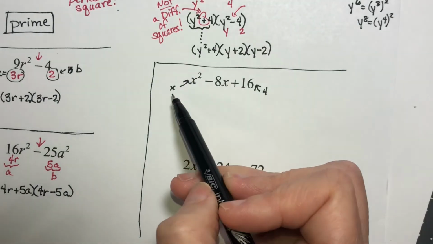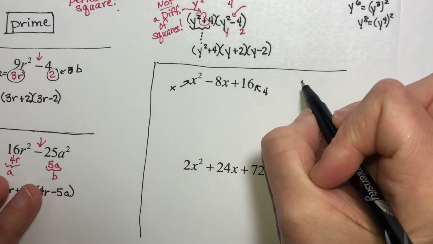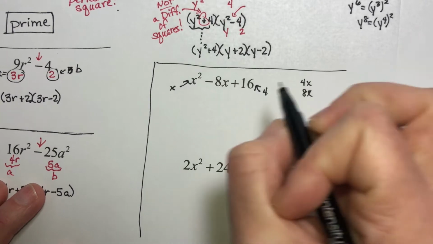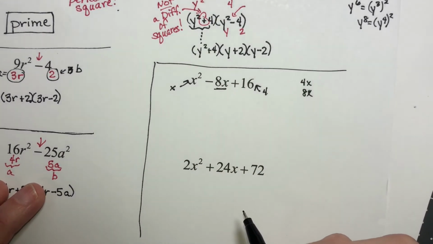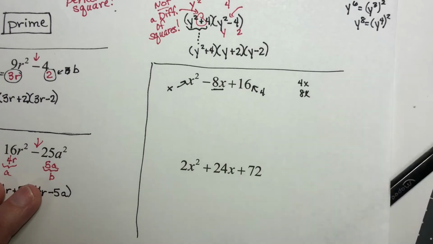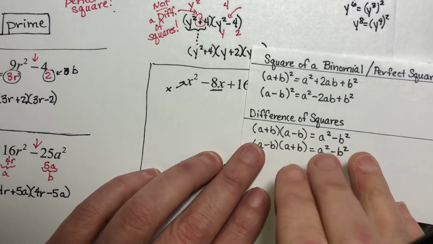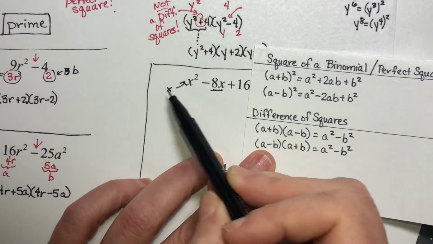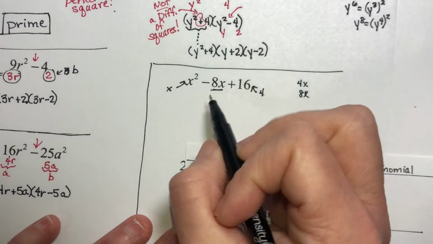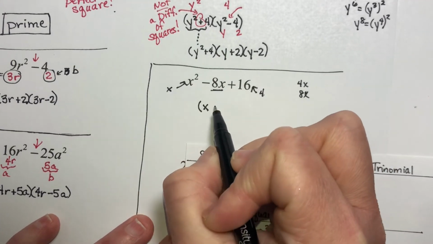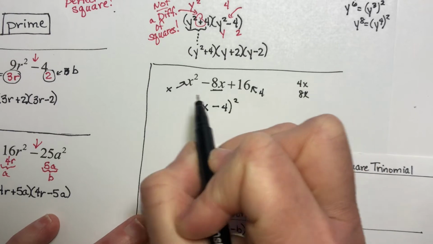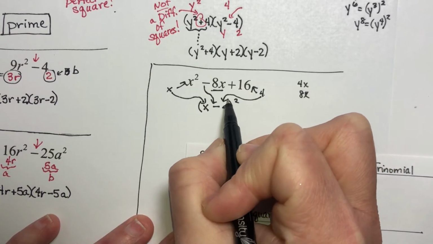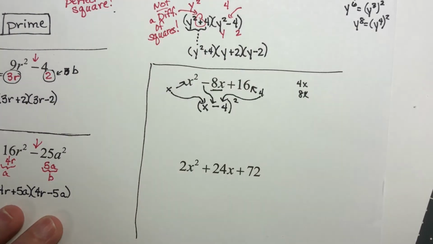If I take this x and multiply it with a 4, I get 4x. If I double that, I get 8x. Is that what I have right here? Yes. Okay. So since that worked out, and I have a minus sign right here, my answer are these 2: x minus 4 squared. This x comes here, the minus sign comes here, this comes here. So that's how that factors.